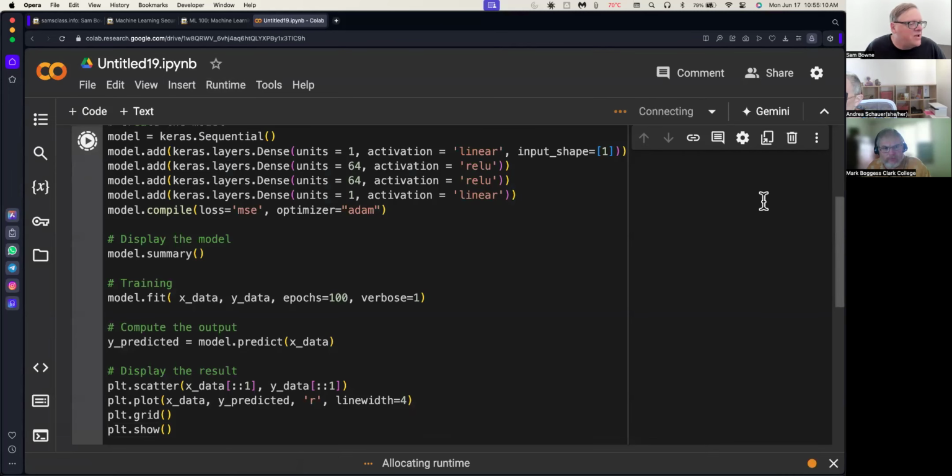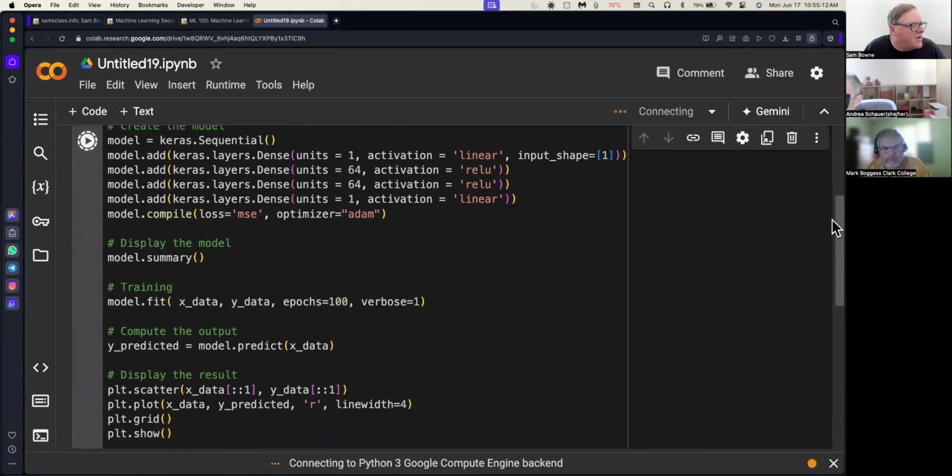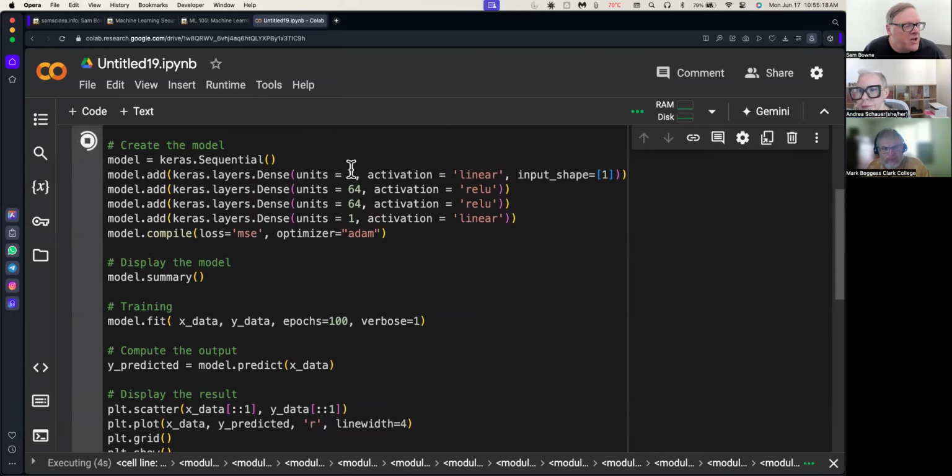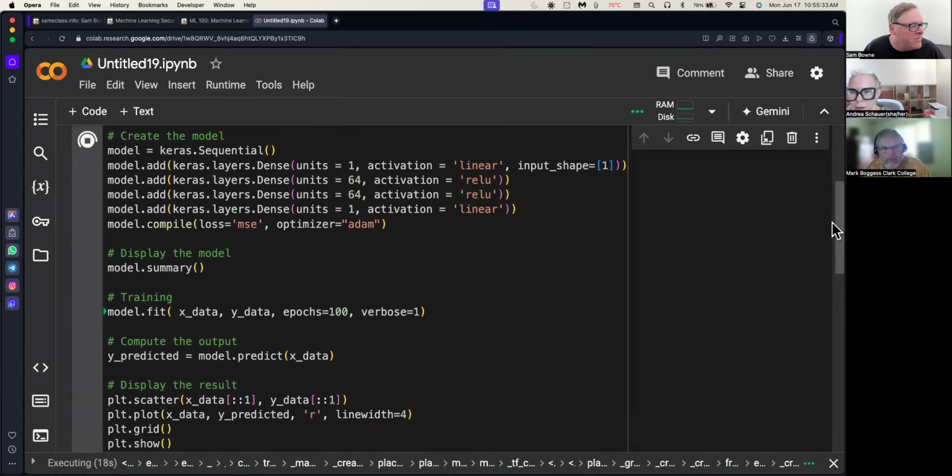And this is going to fit. Now, this is going to use a much more complicated model. Instead of one neuron, it's going to have one input neuron. Then it's going to go into 64 hidden neurons in a layer and another layer of 64 neurons. These are the ones that do the calculation. And then one more neuron for the output. So I have 128 hidden neurons in between input and output that can be adjusted.